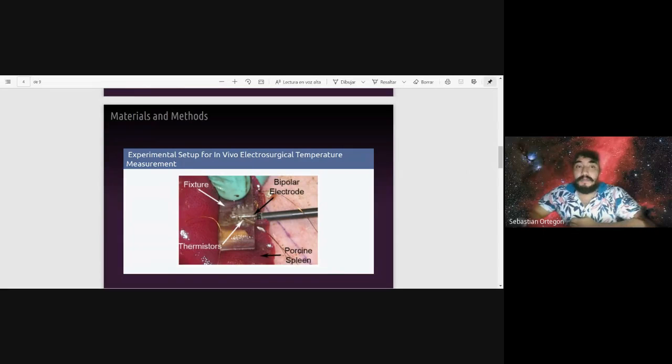Two analyses were performed. The first one was the electrosurgical measurement of temperature in vivo, in which porcine tissues, the bipolar cautery, a thermistor, and an accessory to fix the thermistor were used to measure the temperature generated by cautery.